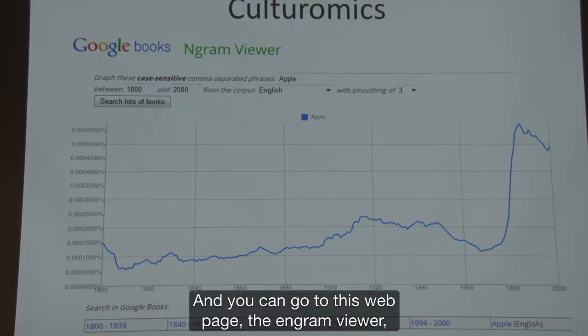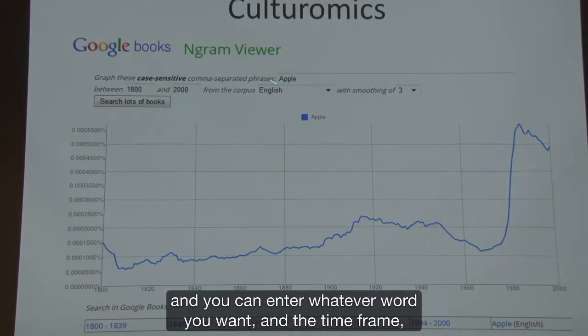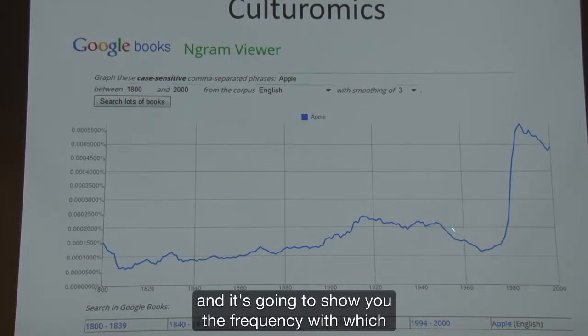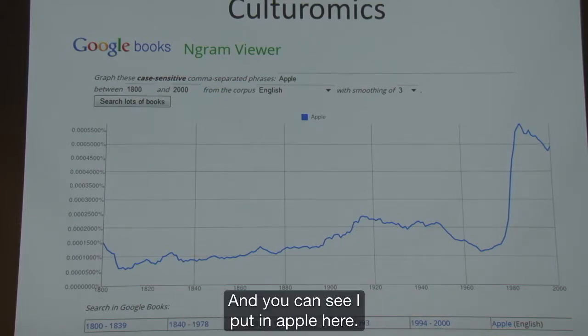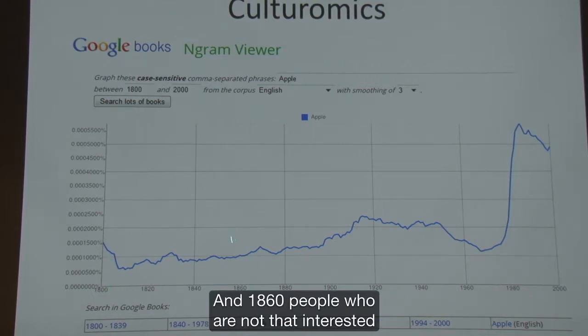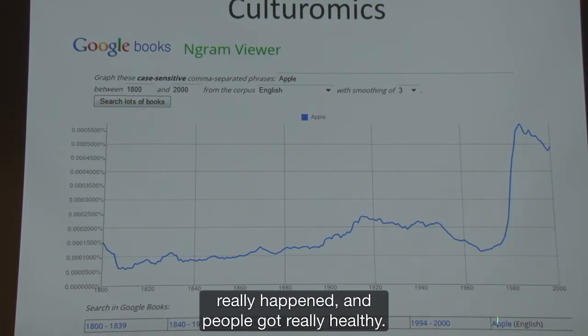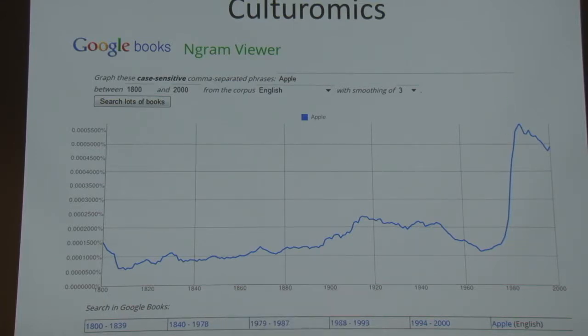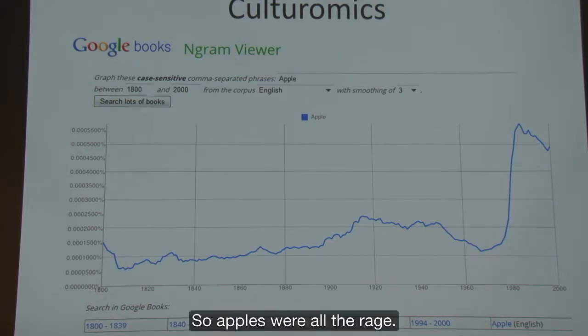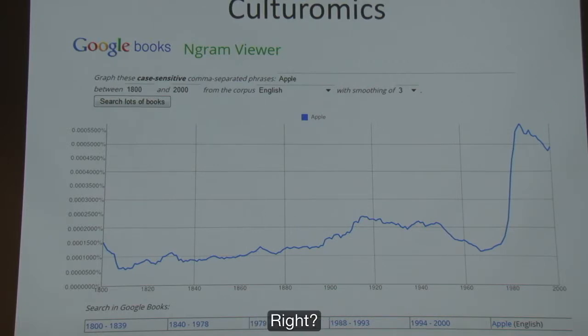And you can go to this web page, the Ngram Viewer, and you can enter whatever word you want and the time frame, and it's going to show you the frequency with which this word occurred. And you can see I put an apple here, and in 1860, people were not that interested in healthy nutrition, whereas in 1980, something really happened and people got really healthy. Right? So apples were all the rage, and still are, right? Most probably it's going like this.